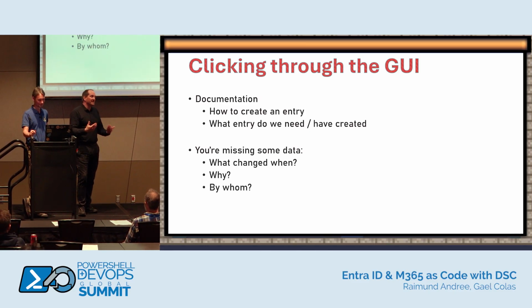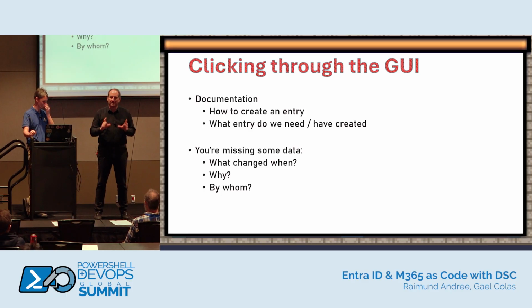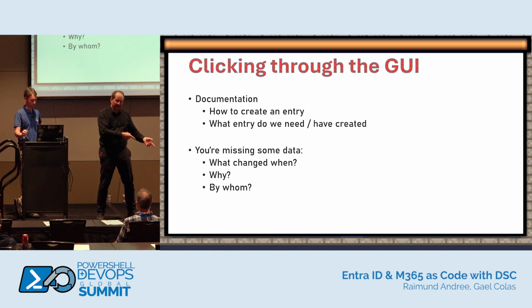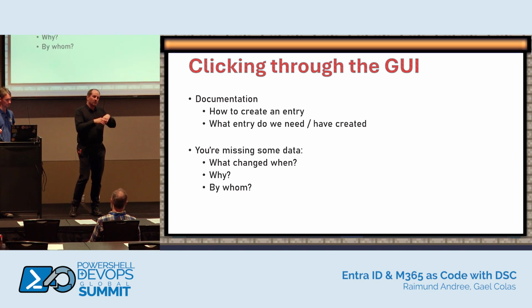So we're missing some data. If you go through the GUI, you're missing the data: what has changed, when, why, and by whom. I want to point out one very important thing, which is the intent. There's something that you want to do, and then let's say there's a new employee. So HR says, there's a new employee, we need to get him set up. That's the intention. You want to create a group to give some permissions or restrict permissions.